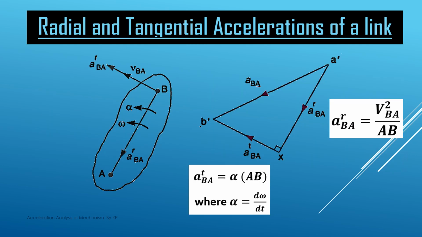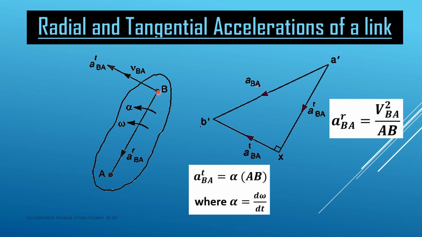Now we have considered a rigid link. This is a rigid link, and there are 2 points, point A and point B, on the rigid link. We want to find out the acceleration of point B with respect to point A. This link rotates with an angular speed of omega in the anticlockwise direction with respect to point A, and it has an angular acceleration alpha.